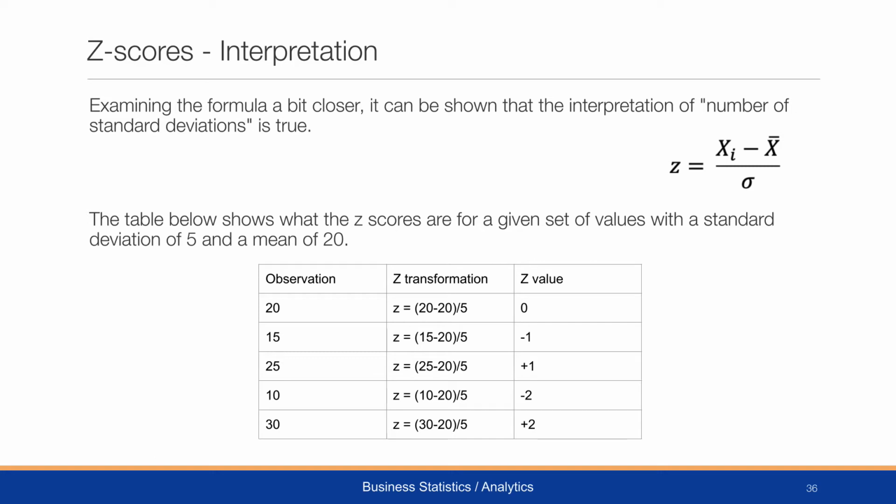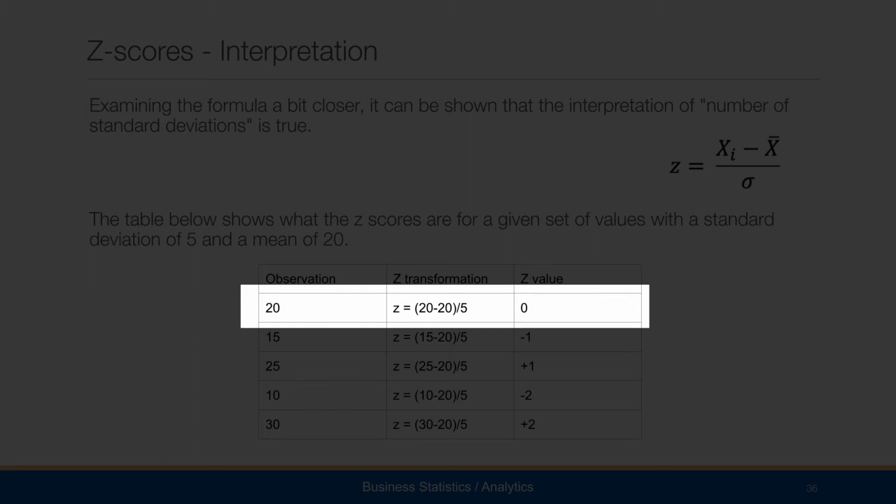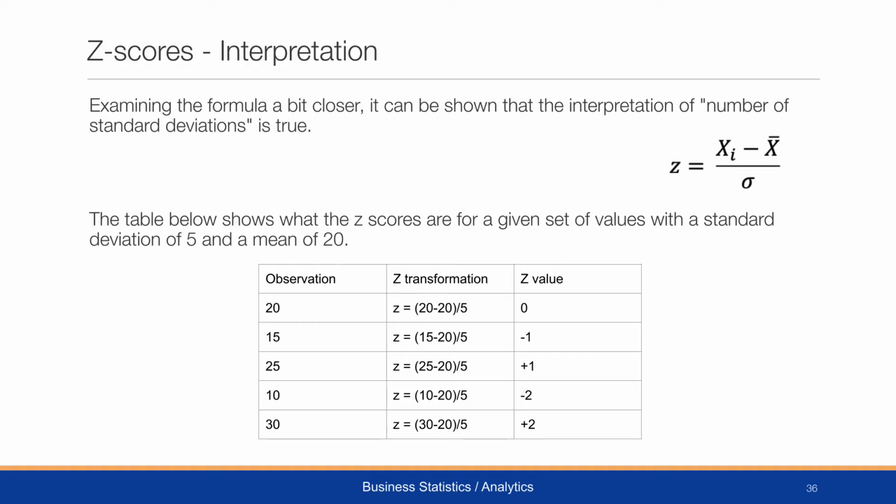If the mean is 20 and my observation is 20, well, the z-value is then going to be 0 because the numerator is 0. The observation is 15. We subtract 20, divide by 5. We end up with -1. Now remember, the standard deviation is 5, plus or minus 5 in either direction. Since we're 5 over in terms of our observation, and the standard deviation is 5, that's going to represent -1 standard deviation.